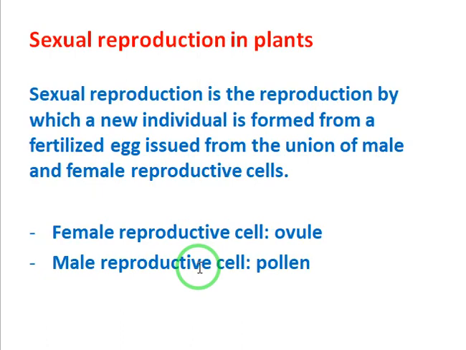Sexual reproduction is the reproduction by which a new individual is formed from a fertilized egg, produced from the union or fusion of male and female reproductive cells. Based on our knowledge, the female reproductive cell is the ovule, while the male reproductive cell is the pollen or pollen grains.